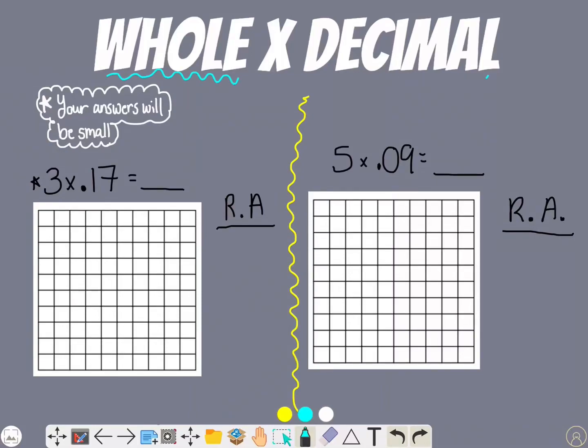Whole numbers times decimals. This is whenever you have a whole number times a decimal, and your answers are going to be smaller. So take the first problem, for example, 3 groups of 17 hundredths, or 3 times 0.17.